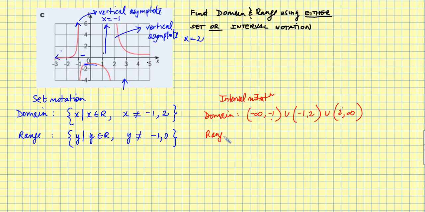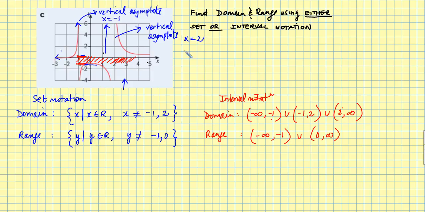My range is going to go from bottom up. It'll go from negative infinity all the way to negative 1, and then there's a jump, so there'll be a union from 0 through to infinity. Now, what is this telling us? It's telling us that the numbers between negative 1 and 0 are not included in here, as you can see, because those numbers never show up.